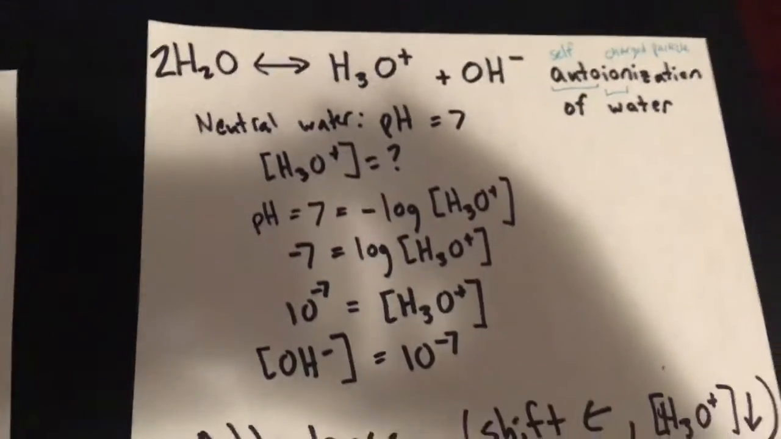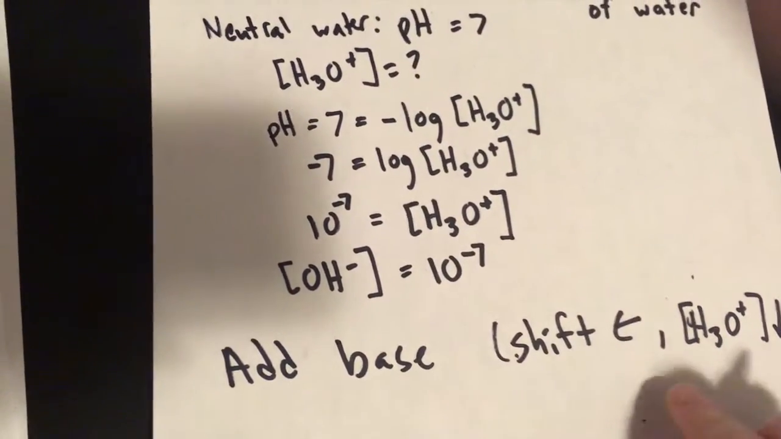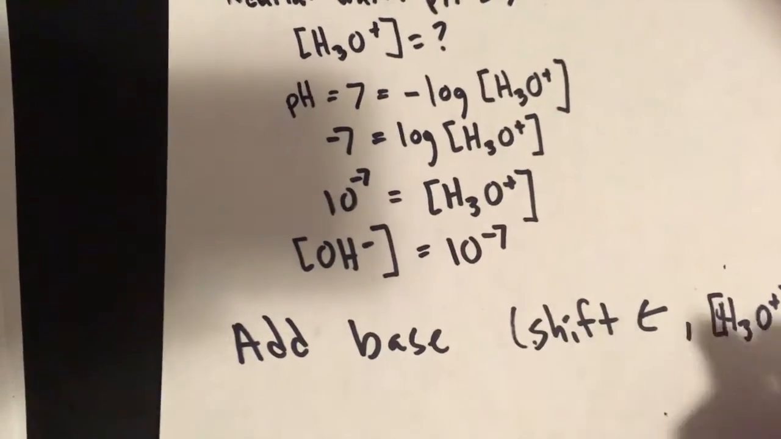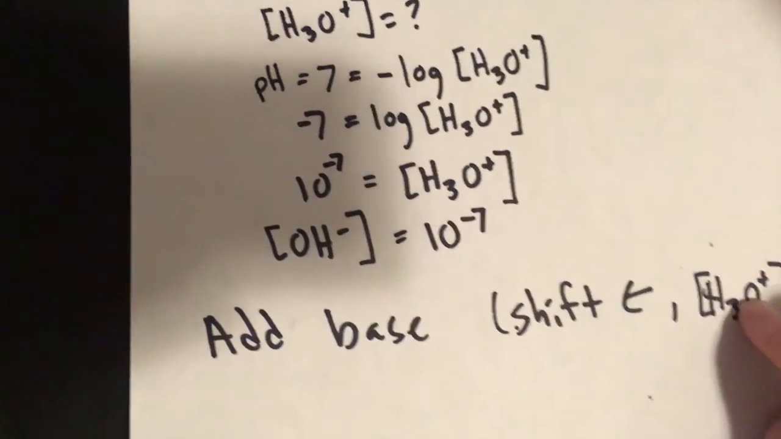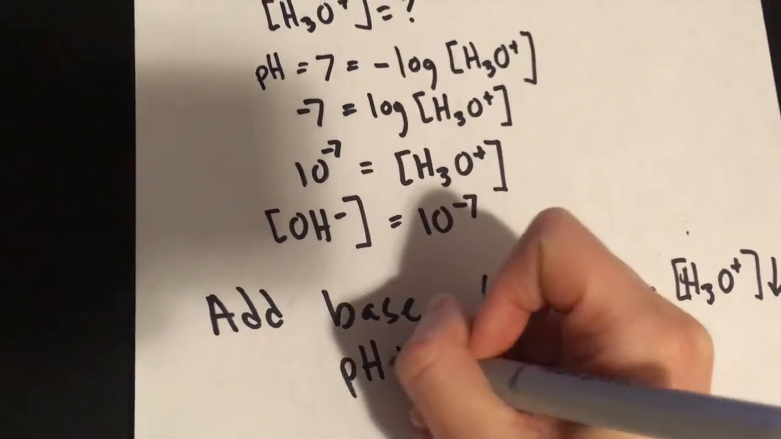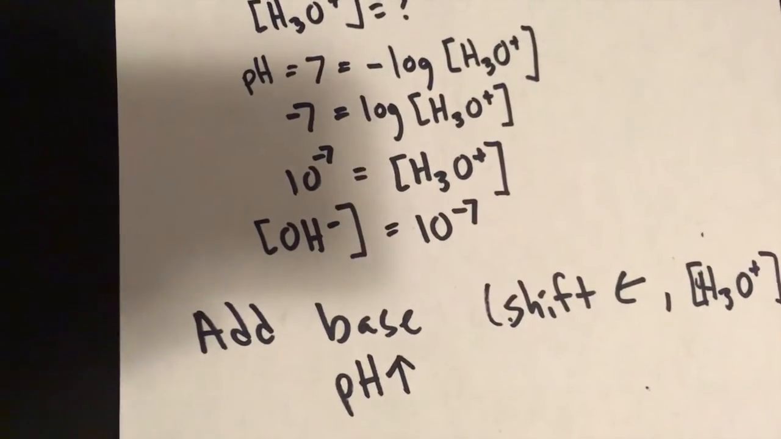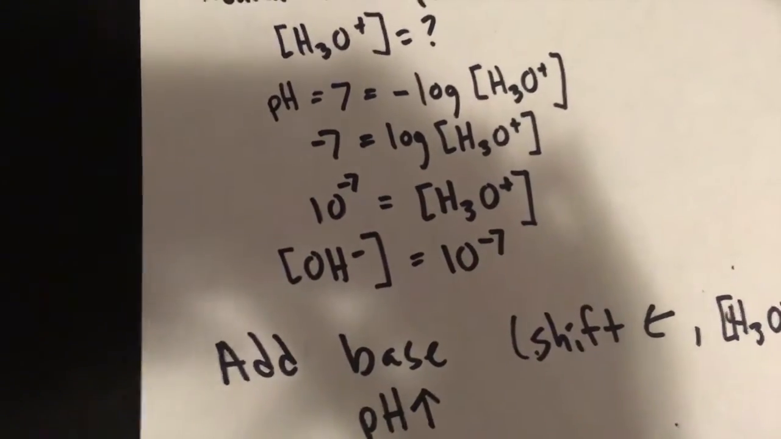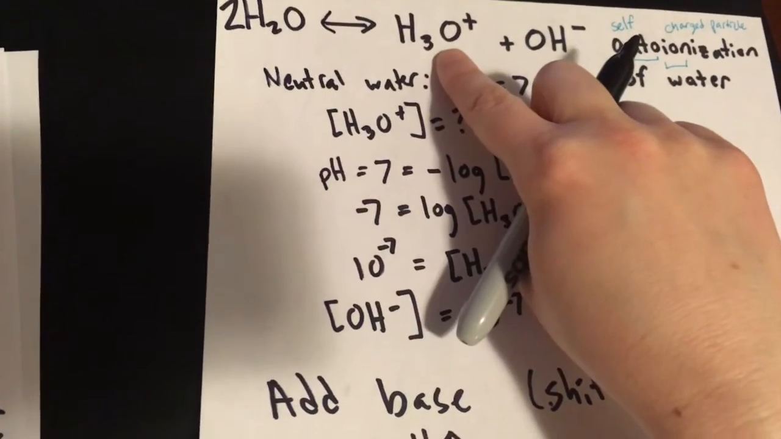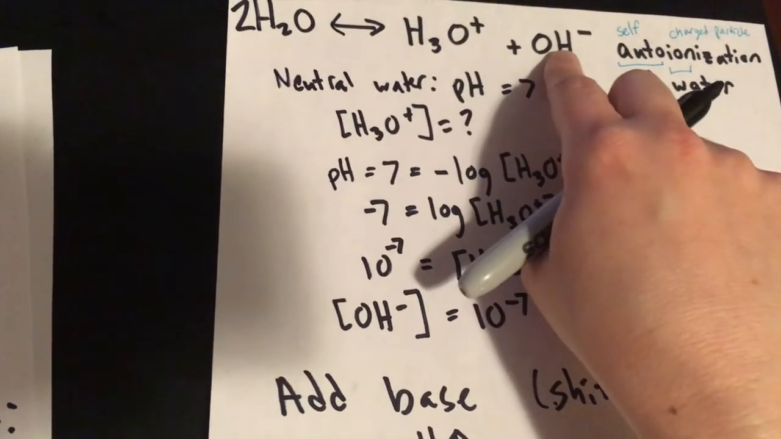That's going to also change the pH, right? If this is now lower, the log of this would be lower. The negative log of that, if log goes down, the negative log would actually go up. So when this concentration goes down, the pH will go up. In other words, when we add a base, we're increasing our pH. So that means as the concentration of OH- increases, the concentration of H3O+ will decrease, and vice versa. As the concentration of H3O+ increases, the concentration of OH- would decrease.